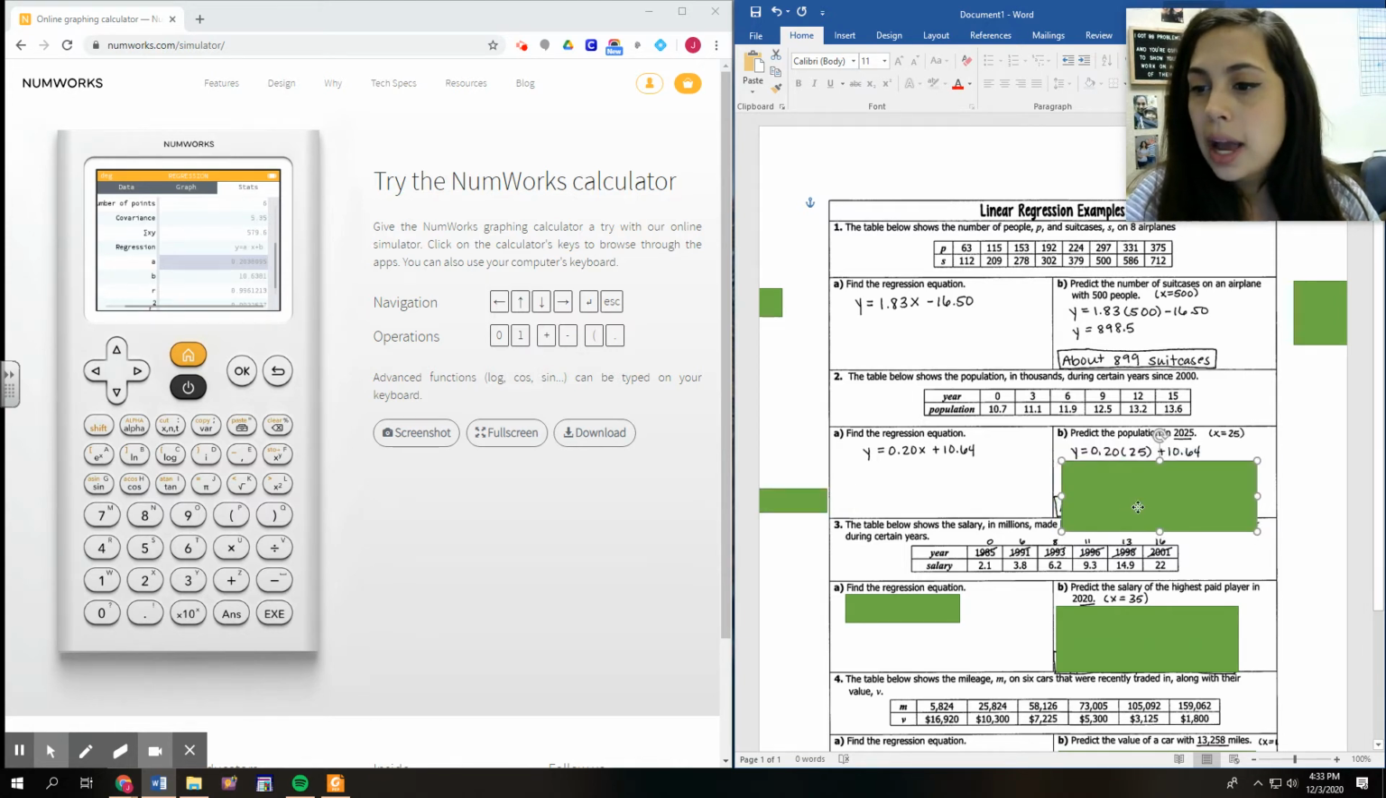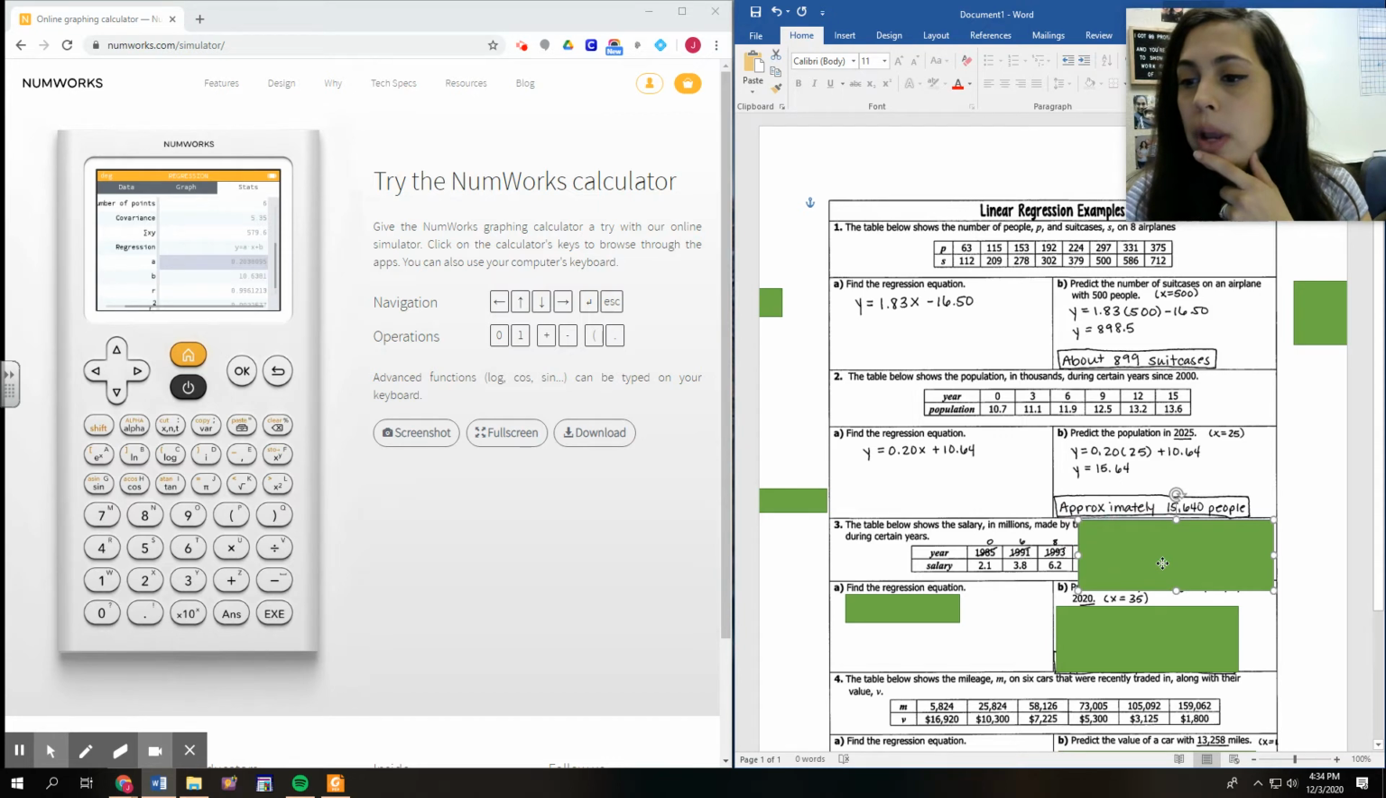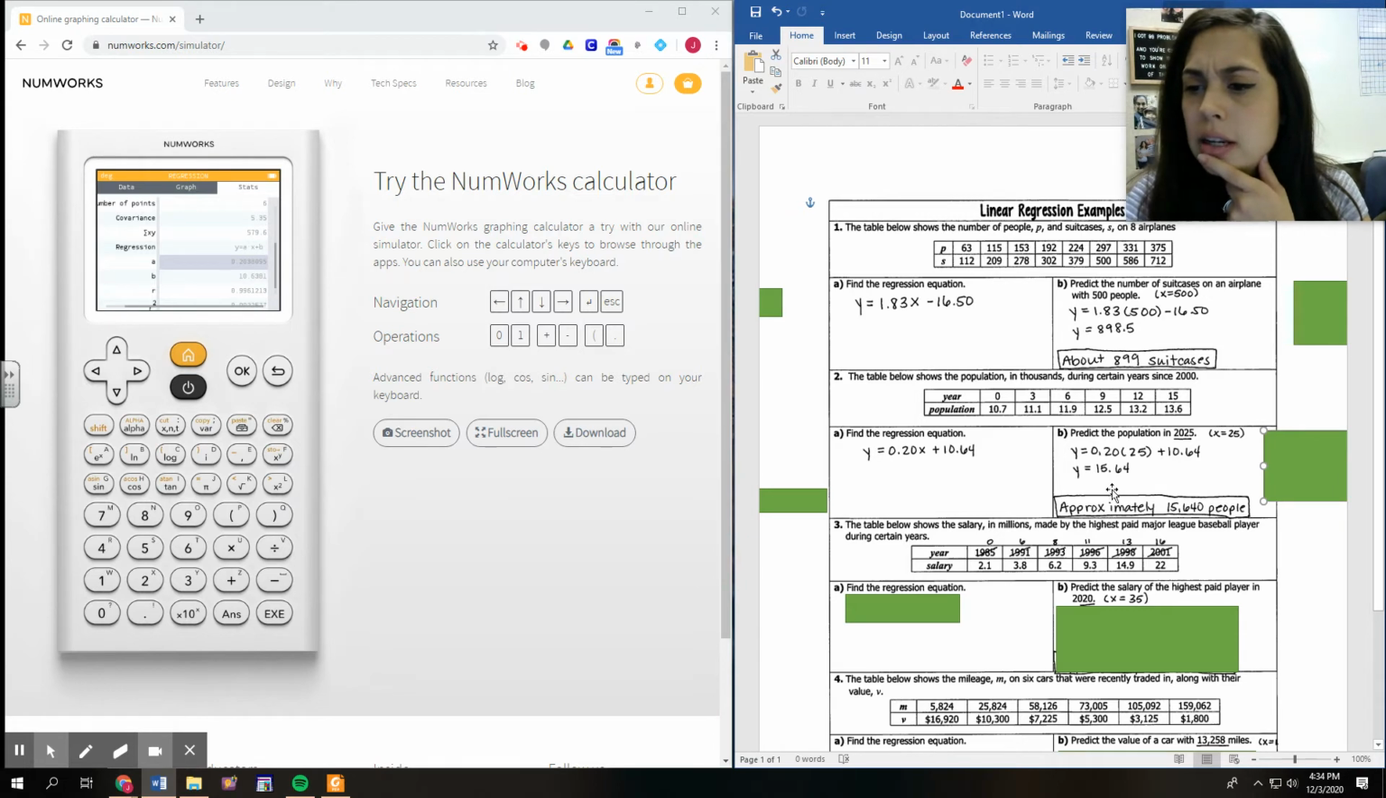Okay, so first we're going to plug 25 into this equation, and then we're going to simplify it. We get y equals 15.64. And remember, when you're given your final answer here, y equals 15.64 what? Well, we know that this is the population, and the population is in thousands of people. So in 2025, we had approximately 15,640 people. Okay, if you put 15.64 thousand, you should write it out as this large number here.